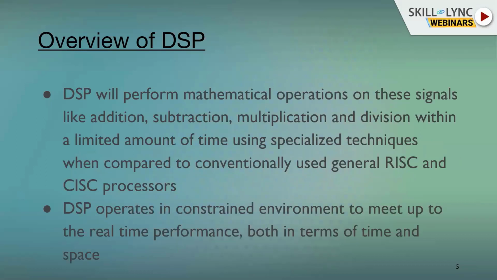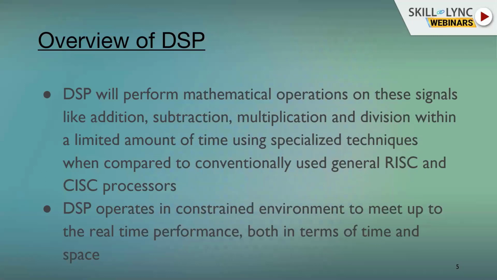Then once we store in memory, what is it going to do there? DSP does most of the mathematical operations on these signals. For example, it could do addition, subtraction, multiplication, division, within a limited amount of time. You can use some specialized techniques. For example, you might need to do multiple operations when compared to a conventional processor. If you take an ARM controller, it can do only one or two operations at a time. But with DSP, we can generate a lot of instructions and we can do parallelism in detail. That we'll study in the next slides there.